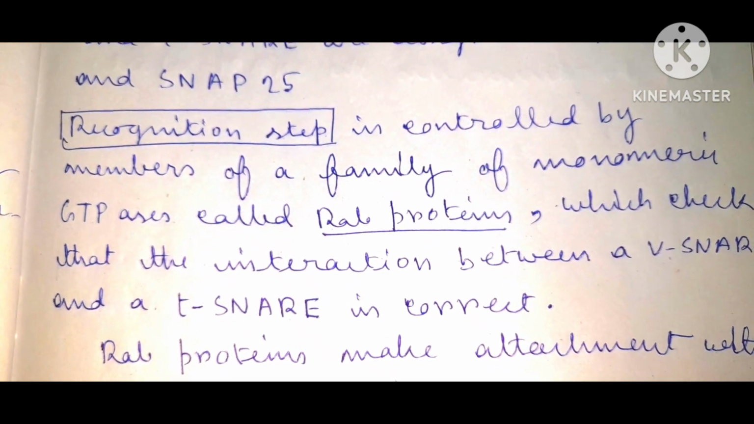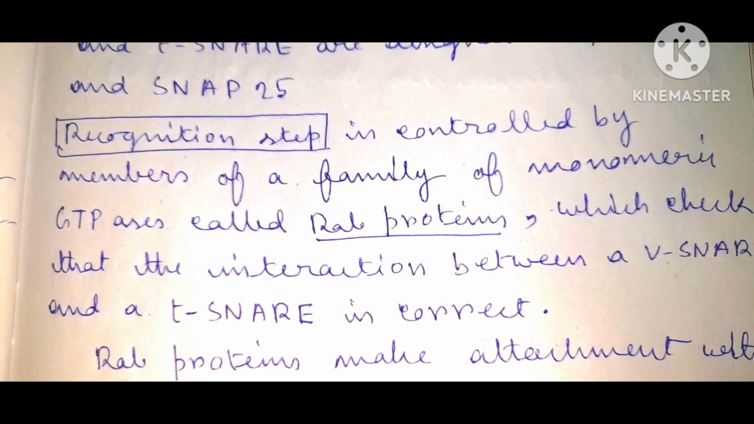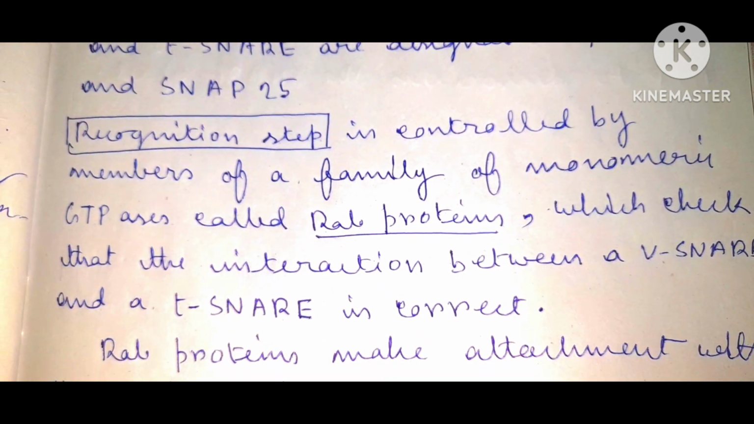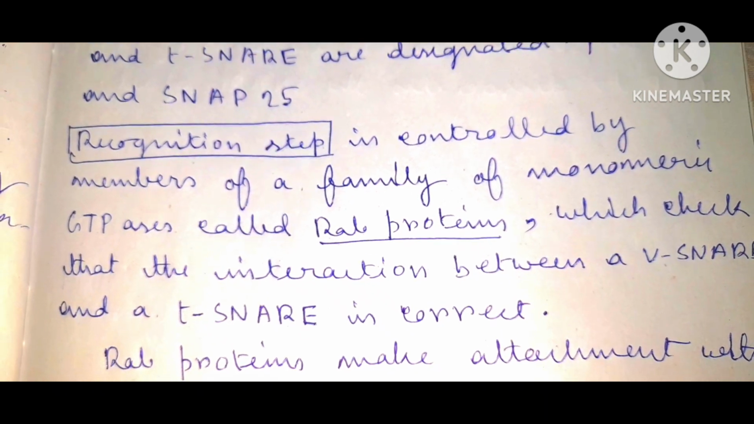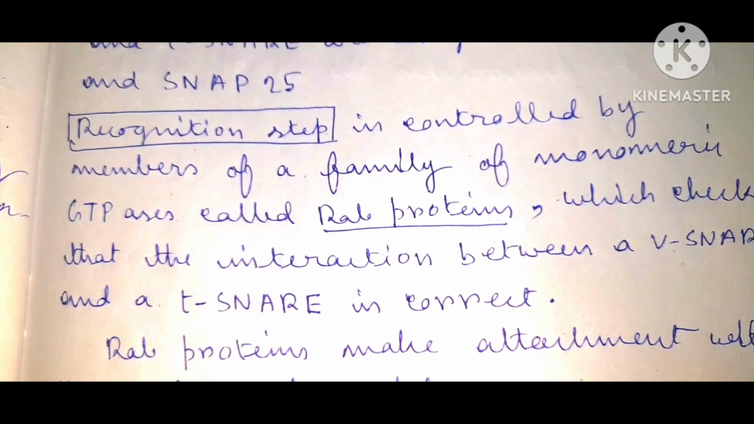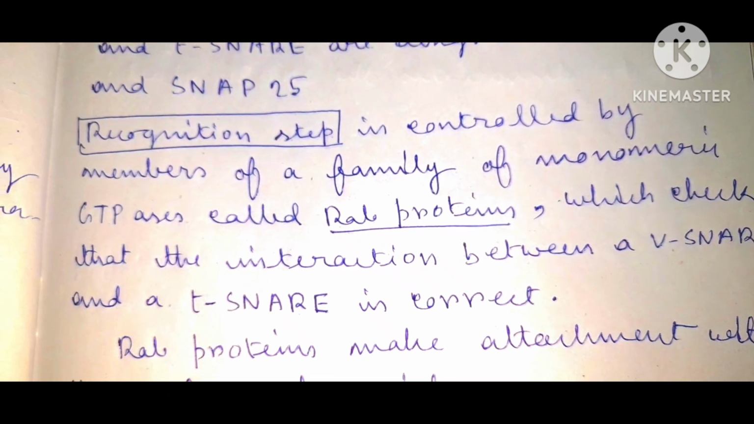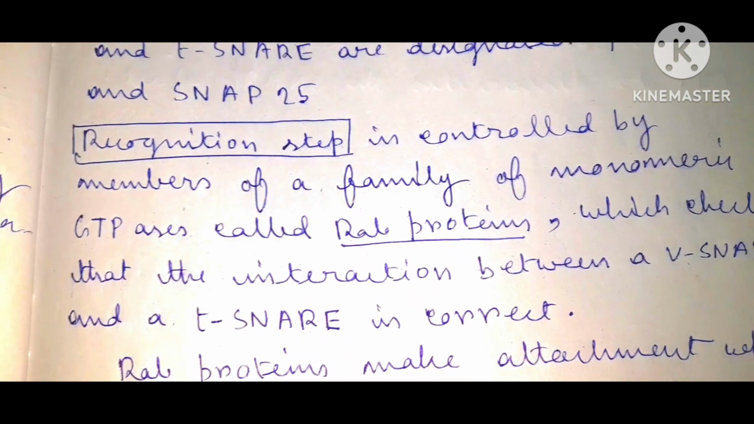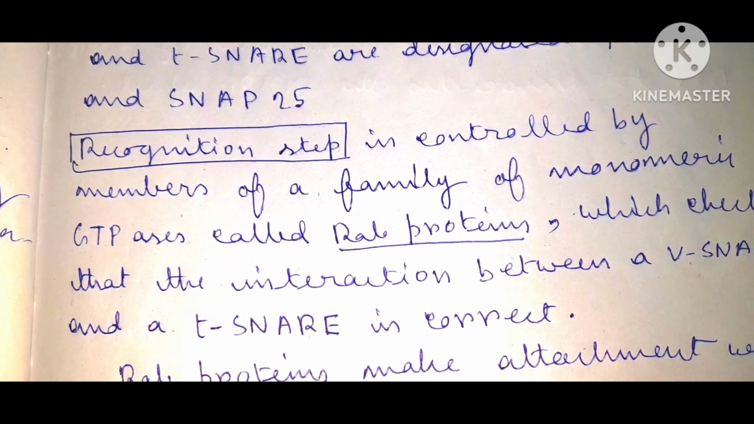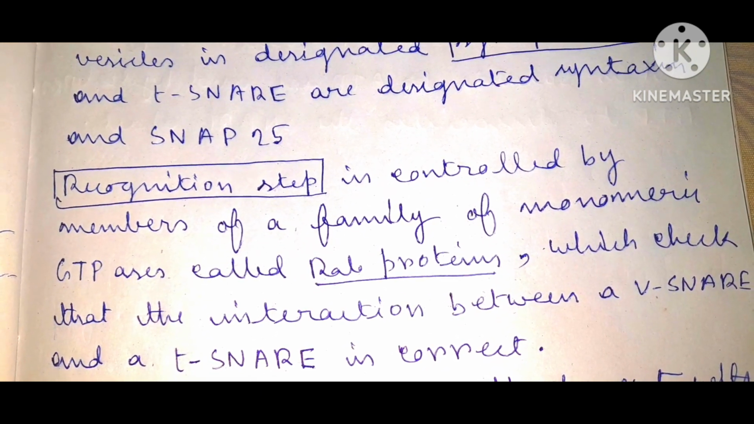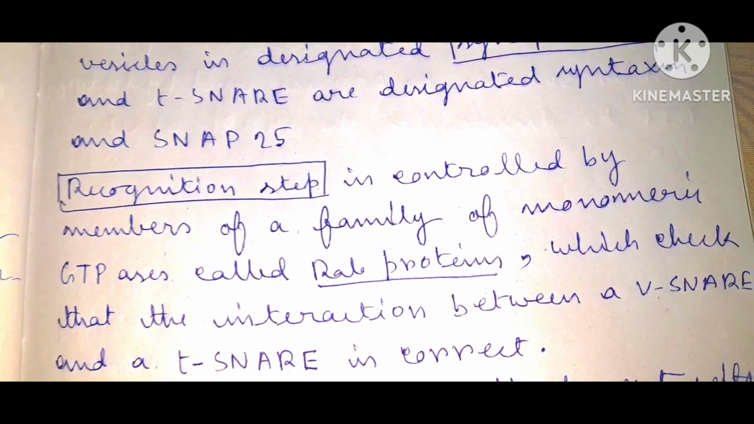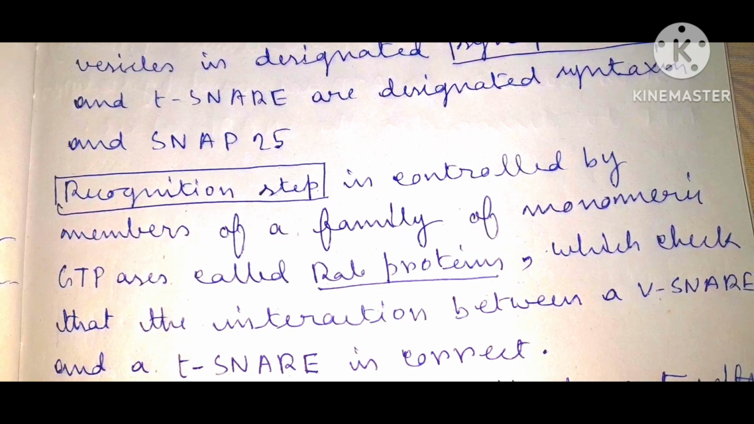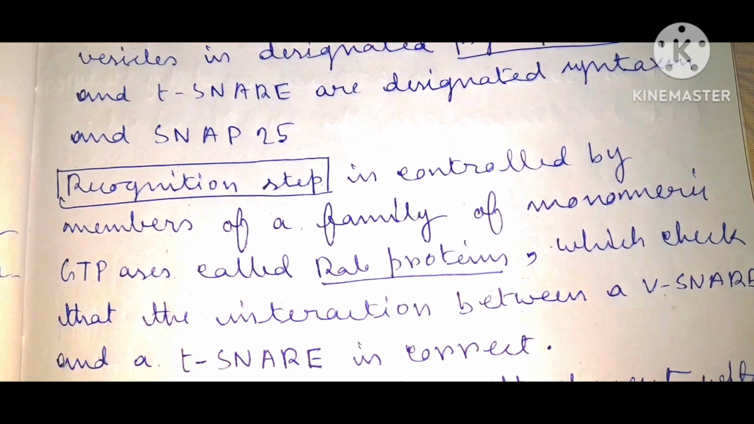This step is controlled by members of a family of monomeric GTPases called RAB proteins. GTPase means this protein helps to break GTP into GDP. GTP means triphosphate, three phosphates are there, and GDP means diphosphate. So one inorganic phosphate will be released with energy.